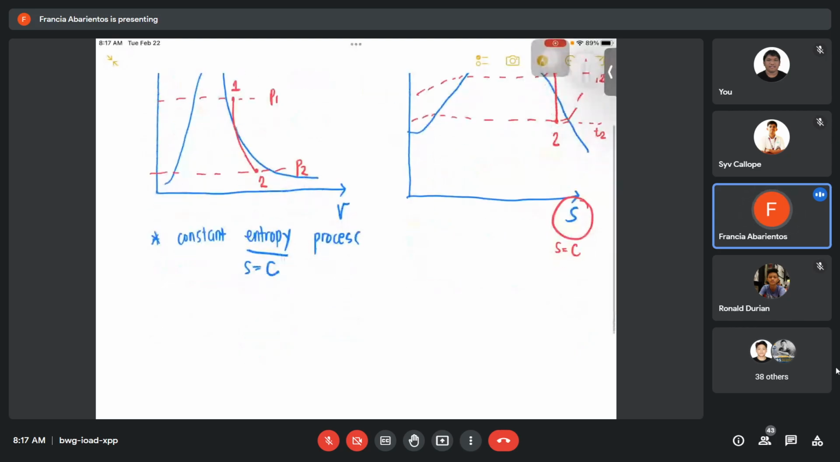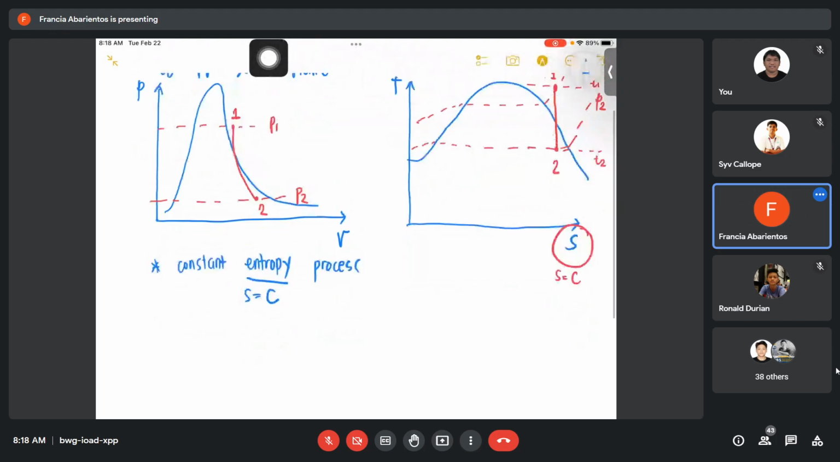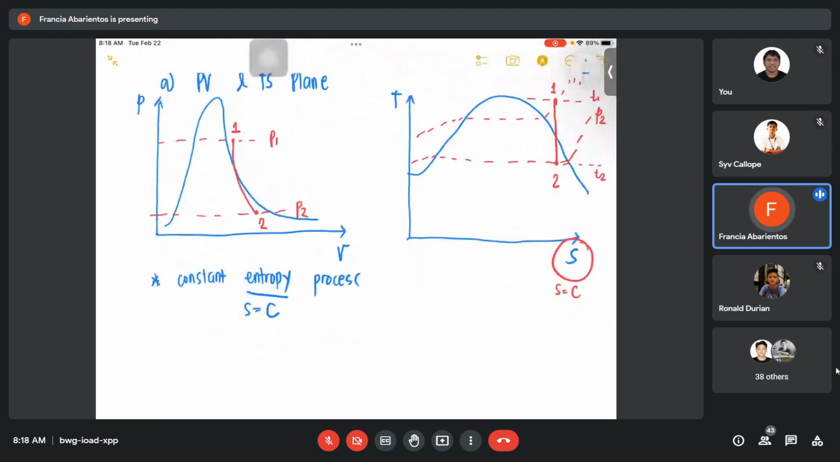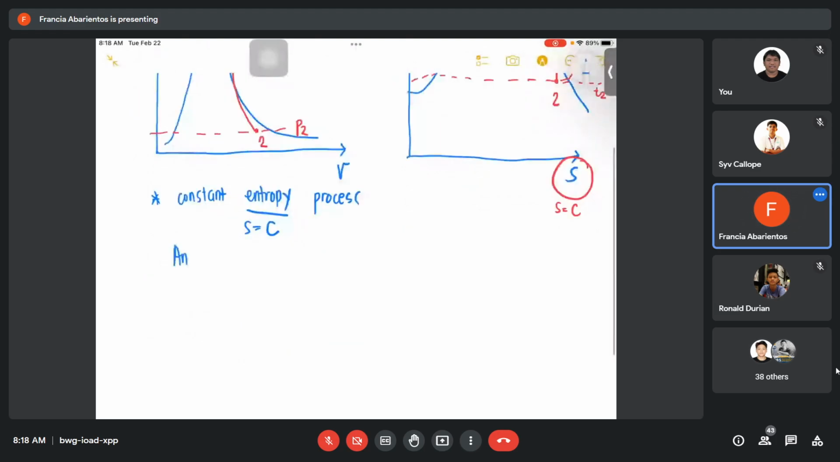Ulitin ko lang yung constant entropy process natin. Ang tawag doon is the adiabatic process. Okay? Since adiabatic process siya, automatically class in an adiabatic process. Okay? Ang adiabatic class is sometimes called isentropic. Ayan. Pwede siya isentropic process. Pares lang yung concept natin.